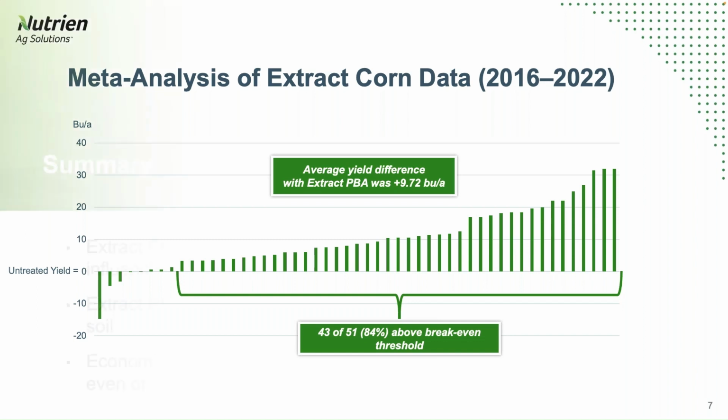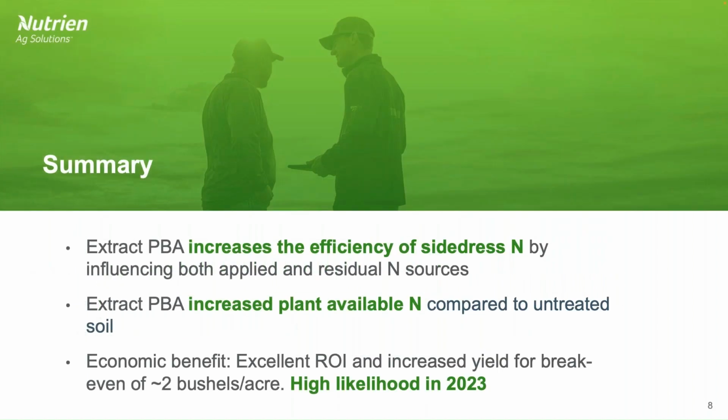So in summary, and again, this is just a quick review, Extract increases the efficiency of sidedress nitrogen by influencing both the applied and residual nitrogen sources. Extract increased plant available nitrogen compared to untreated soil. And then there's a really good economic benefit for an excellent return on investment and increased yield, again, for a very minimal break-even cost of about 2 bushels per acre. And for you guys, here in 2023, we believe the likelihood of getting a benefit from Extract in your sidedress applications is really highly likely.